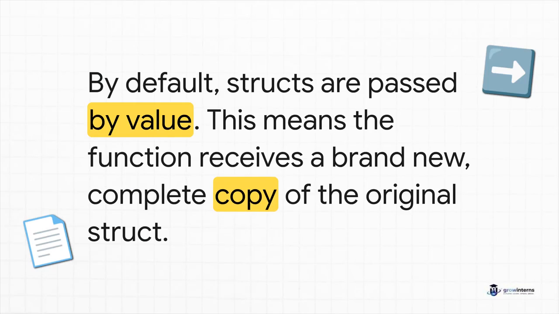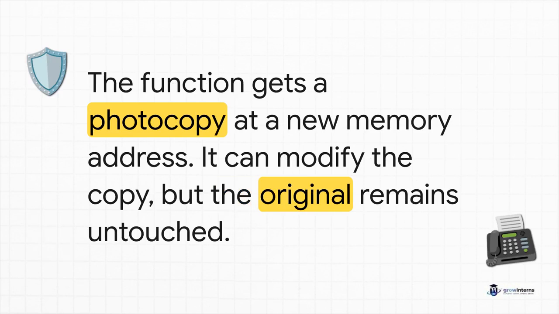So, first thing you need to know, by default, C++ plays it safe. It passes structs by value. What that means is when you hand your struct to a function, the function doesn't get your original. Nope, it gets a brand new, completely separate photocopy of it. This visual right here tells the whole story. Your original struct is sitting over here in memory. When you call the function, C++ basically runs it through a photocopier and creates a perfect duplicate somewhere else in memory. The function can do whatever it wants to that copy, change values, scribble all over it, and your original remains perfectly safe and untouched.